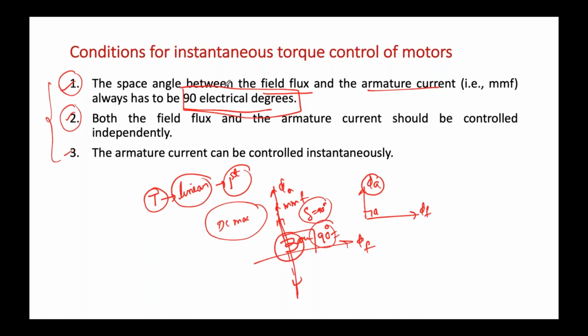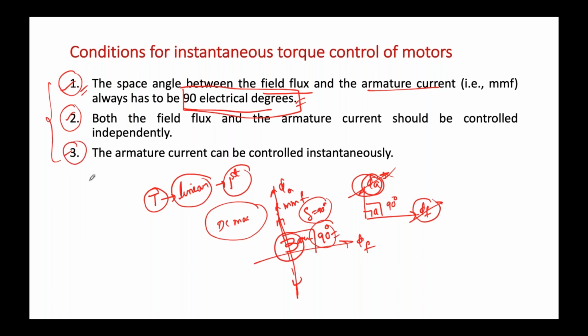So with respect to the controller, we can make the space displacement angle 90 degrees, right? This is the first step you have to perform. Once the space displacement angle is 90 degrees, the advantage is that you can control the field flux or armature flux independently. If you want to change the field flux, you can change it, and there is no effect on psi a. At the same time, if you want to change psi a, there is no effect on the field flux. If the space displacement angle is 90 degrees, we can control both independently, right?